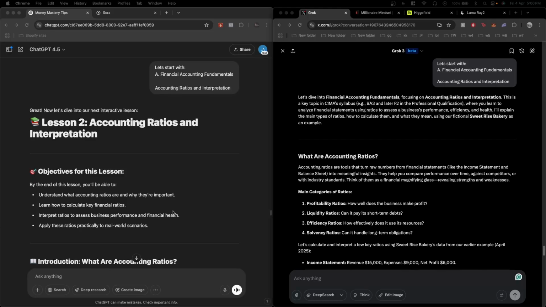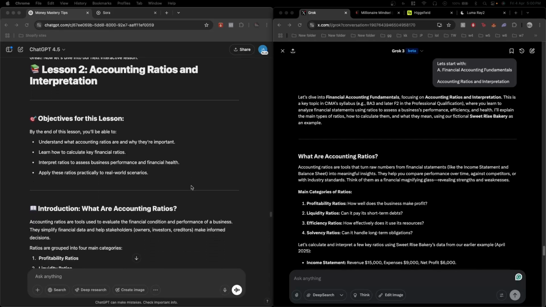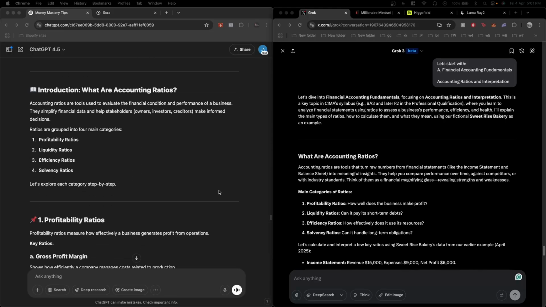Lesson 2: Accounting Ratios and Interpretation. The objectives for this lesson. By the end of this lesson, you'll be able to understand what accounting ratios are and why they're important, learn how to calculate key financial ratios, interpret ratios to assess business performance and financial health, apply these ratios practically to real world scenarios.